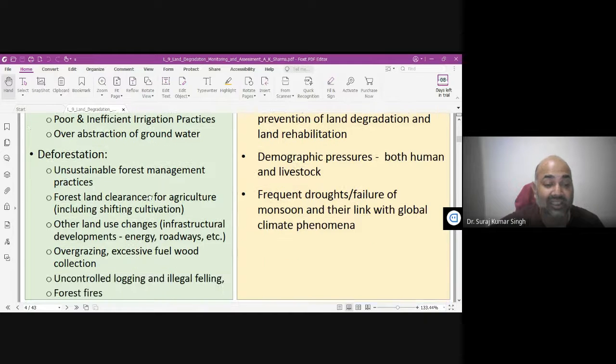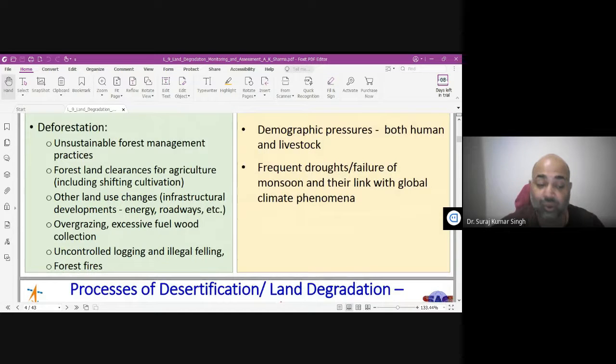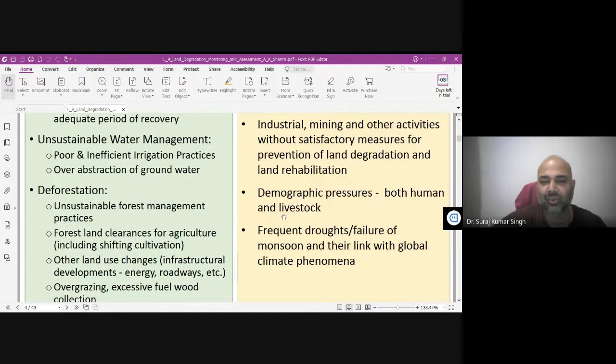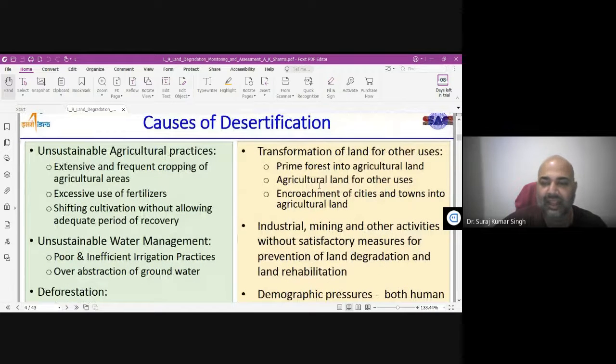So that creates overgrazing, excessive fuel wood collection, uncontrolled logging, illegal felling, and forest fire. All the forests are being cut down for our day-to-day activities or daily needs, and at last this will result in poor management of land. Thereafter, transformation of land for other uses, like using forest land and agricultural land for houses, construction, factory setup. So such encroachment of cities and towns into the agricultural land.